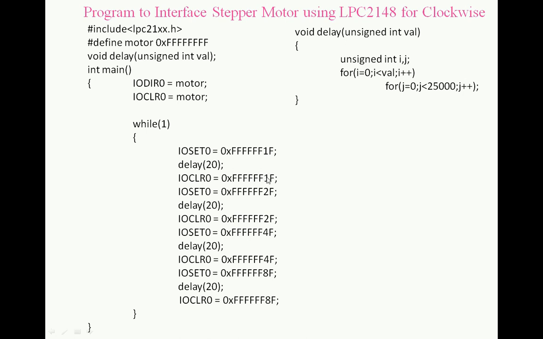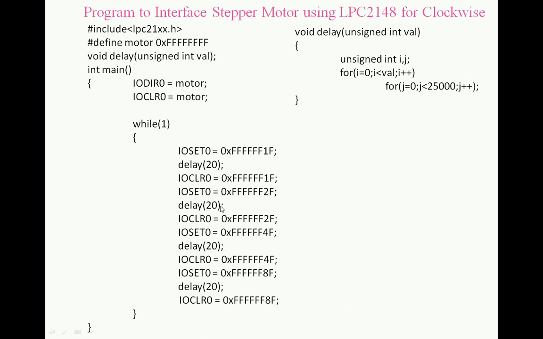Clearing the fifth pin means for the fifth pin we are passing 0, right? So that's why deactivating, and then we are again activating the second winding, that is B winding. B winding is connected to the port 0 sixth pin. Port 0 sixth means 0 0 1 0. 0 0 1 0 means here 2, right? That is B winding is activated.